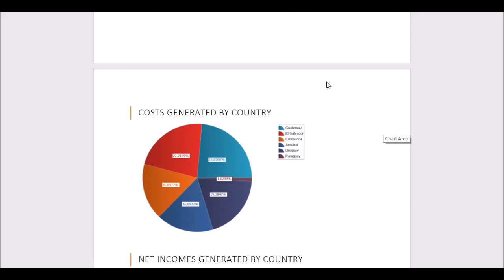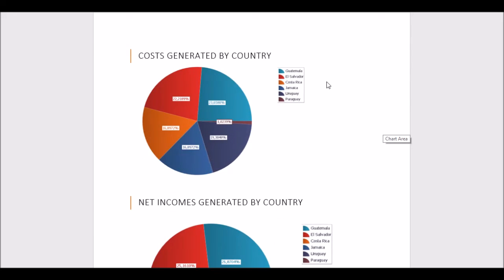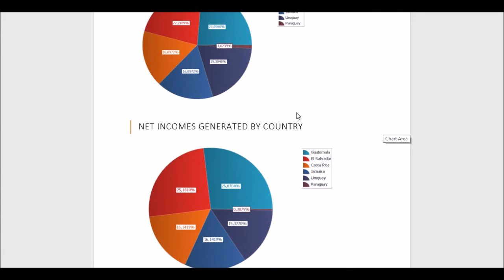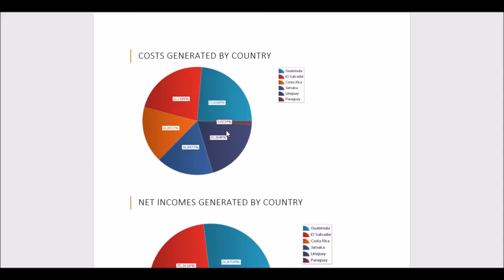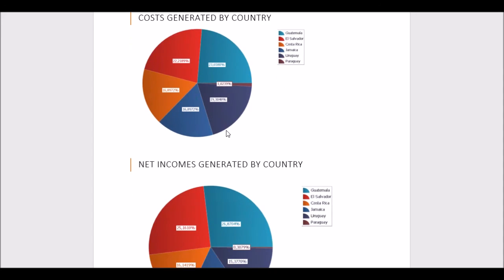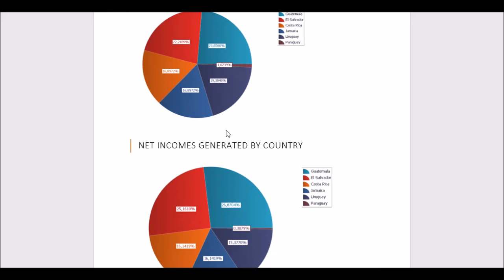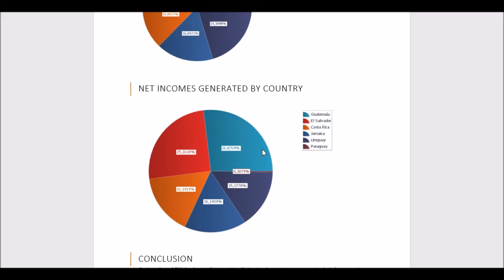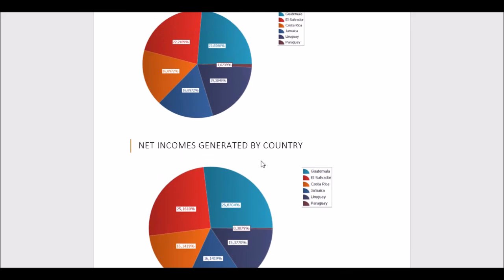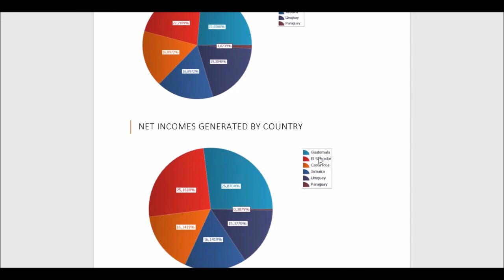Also, we can see that the countries that generate more incomes are Guatemala and El Salvador. Also, they generate the most costs, but this is because they produce more. And the one that generates almost nothing of incomes is Paraguay.